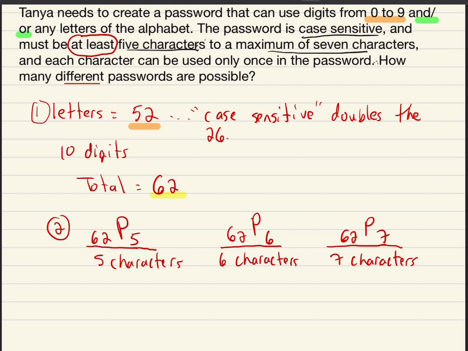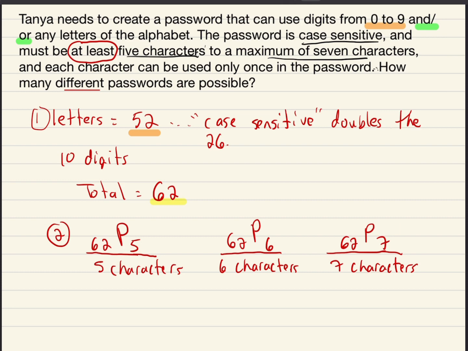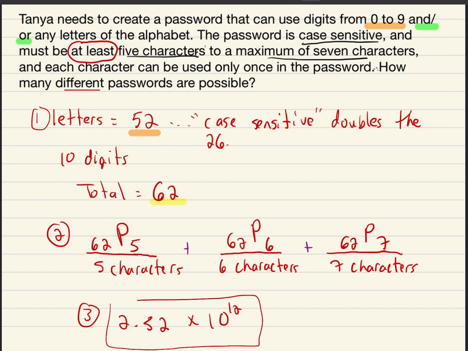Now that would complete step 2. And then finally, once I have the permutations or possible ways for each case, then we simply add the cases together. And when you plug this into your calculator, finally, you get 2.52 times 10 to the 12 different passwords.